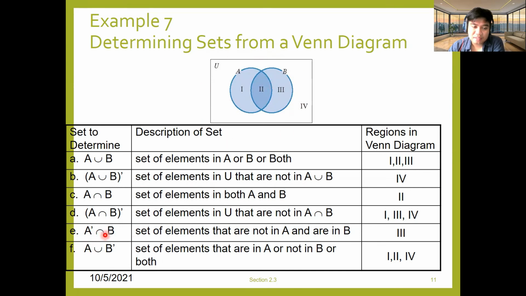And we have A prime intersection with the set B. So we know na yung set A is itong blue na to, so region 1 and 2. And kapag kukunin natin ang A prime, since yung A natin is region 1 and 2, ang magiging A prime is yung region 4. And then i-intersect natin sa set B yung region 4. Ang magiging sagot will be yung region 3 ito.